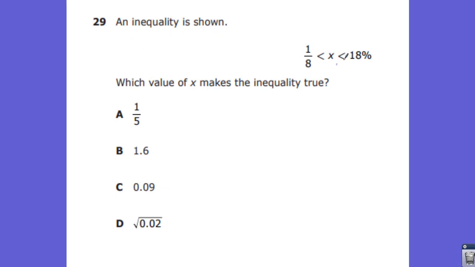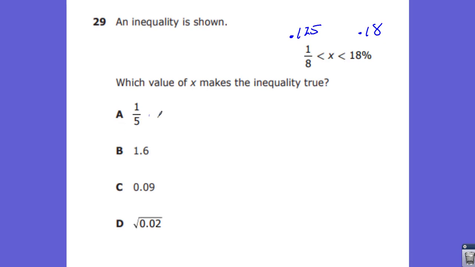An inequality is shown. 1/8 is less than x, which is less than 18%. Which value of x makes the inequality true? So I'm trying to figure out which one of these values is actually in between 1/8 and 18%. Well, if we go to our calculator and we change these to decimals, it'll help. So this 1/8 I know is going to be 0.125. 18% is going to be 0.18. So I'm looking for which one of these values is going to be between 0.125 and 0.18.